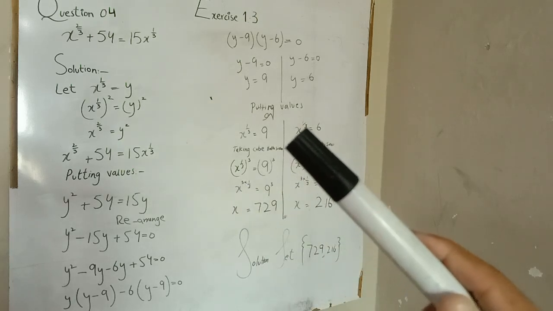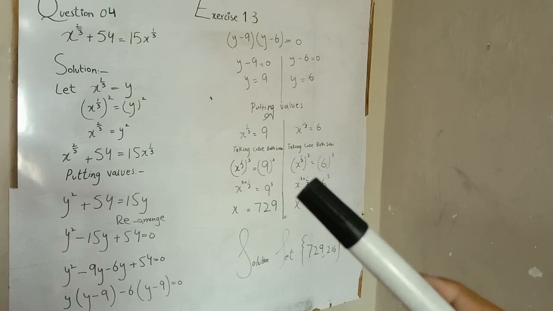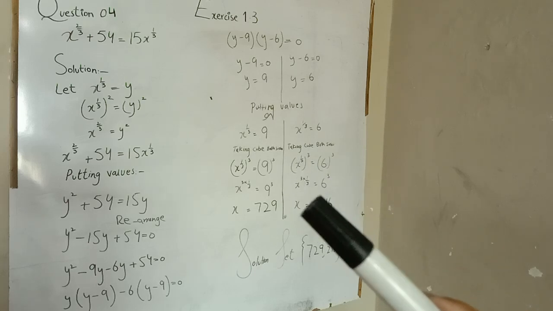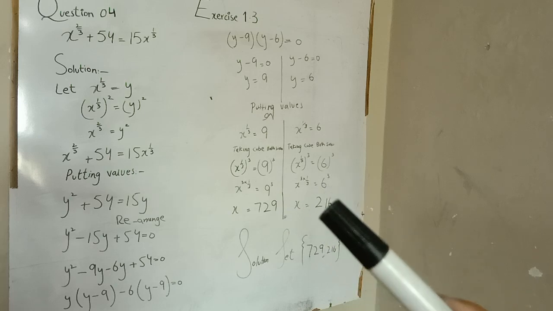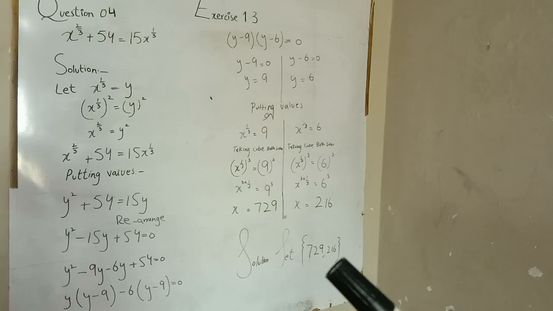On the other side, x^(1/3) is equal to 6. Taking the cube of both sides, the cube and 1/3 cancel, and 6 cubed is 216. So the solution says the answers are 729 and 216.